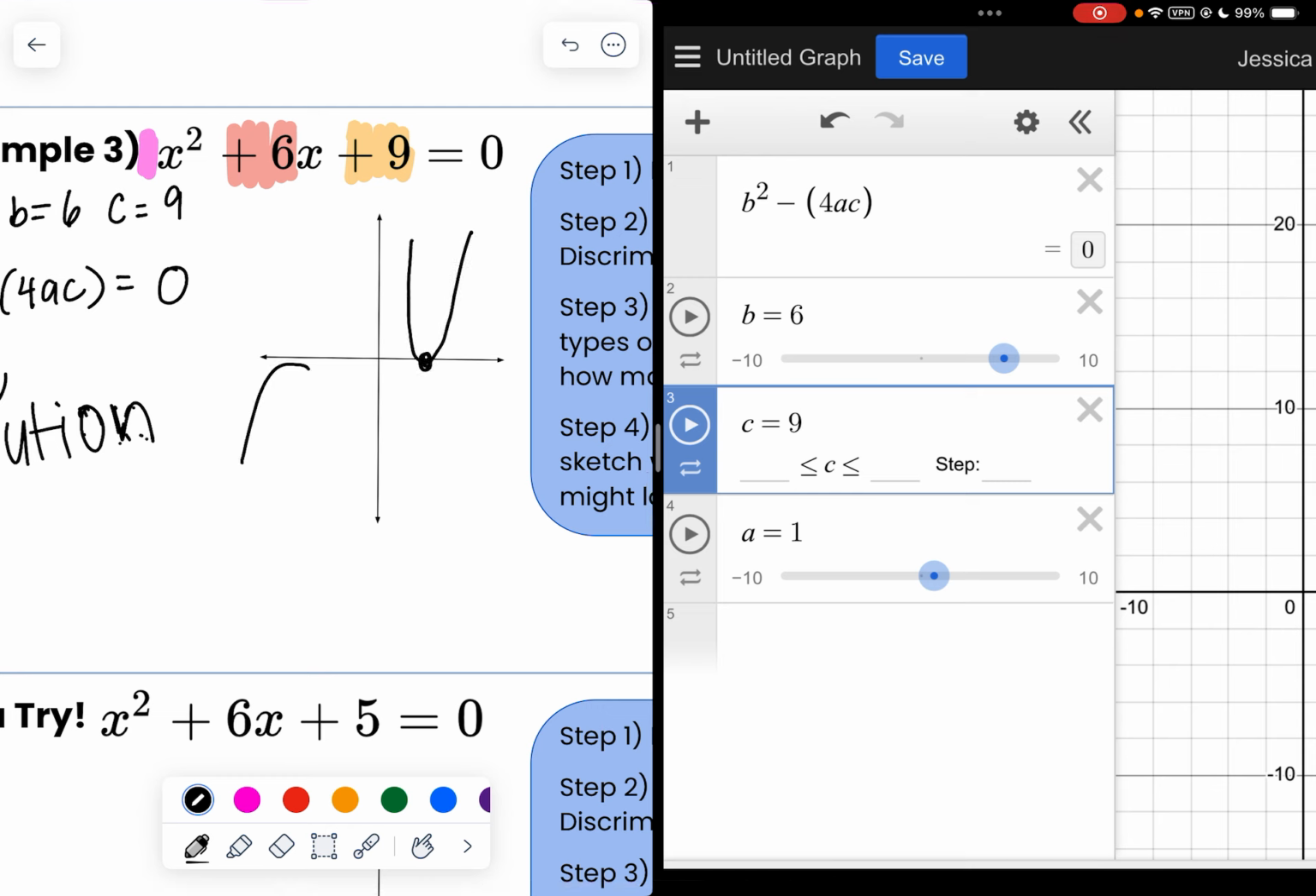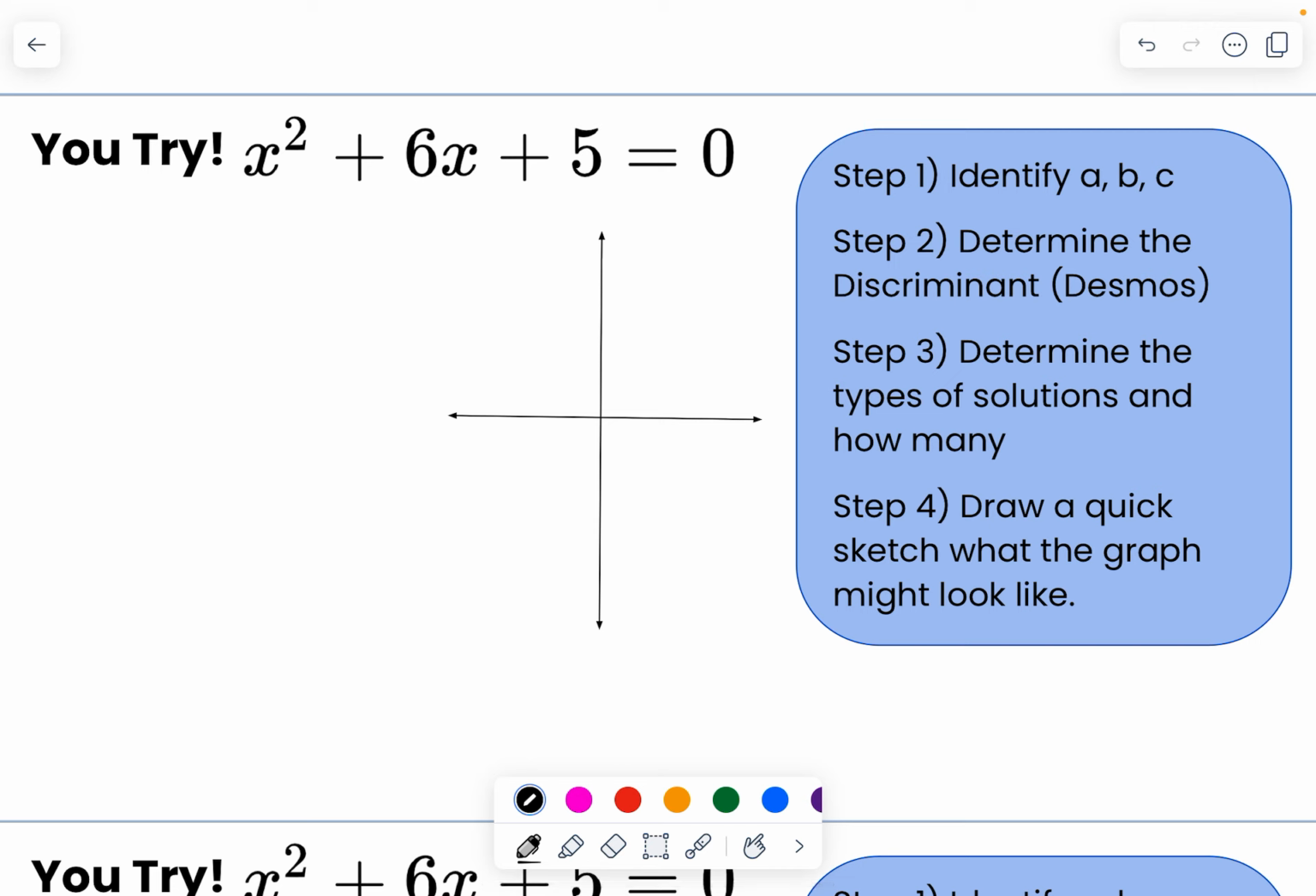So you, detective, have this one to try for yourself. Go ahead, pause the video, and let me know what A, B, and C is, what you get for the discriminant, how many solutions this is, and double check and see if your sketch kind of looks like a possibility of what we might have.